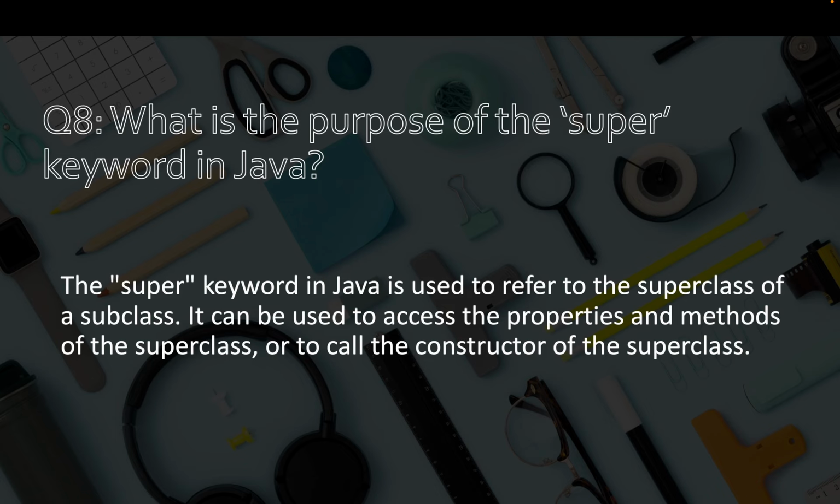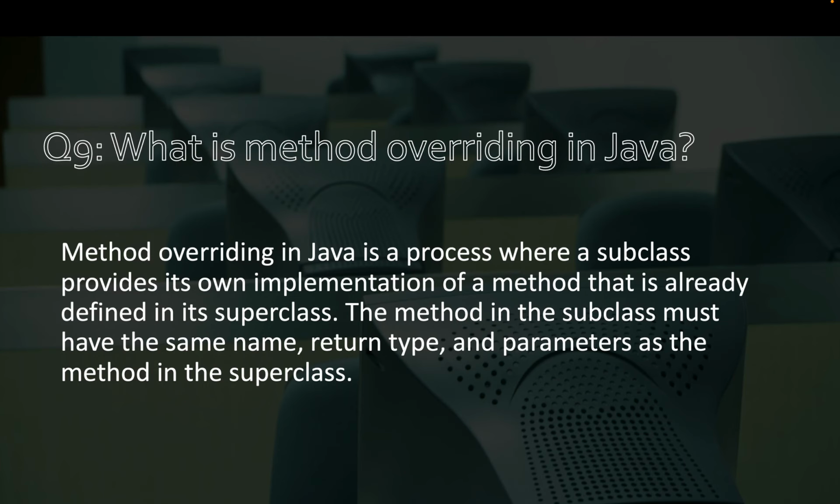Question number 8. What is the purpose of the super keyword in Java? The super keyword in Java is used to refer to the superclass of a subclass. It can be used to access the properties and methods of the superclass or to call the constructor of the superclass. Question number 9. What is method overriding in Java?